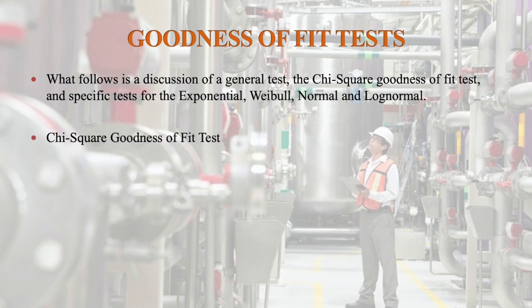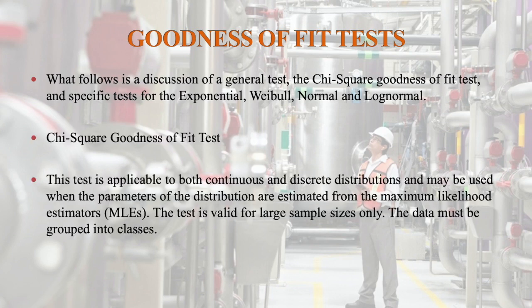Chi-square goodness of fit test. This test is applicable to both continuous and discrete distributions and may be used when the parameters of the distribution are estimated from the maximum likelihood estimates. The test is valid for large sample size only. The data must be grouped into classes.